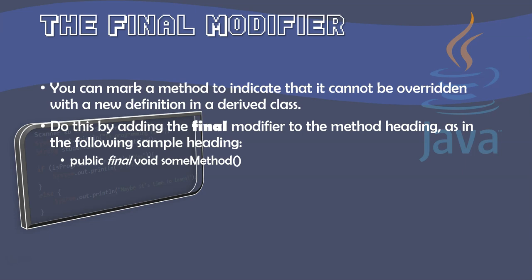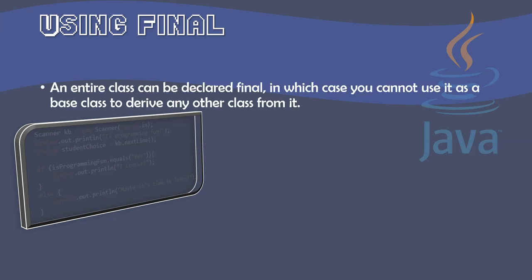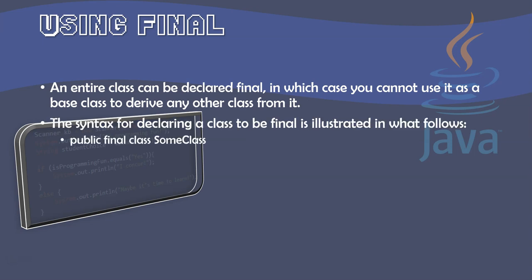void some method. Now, final is not simply restricted, though, to methods. An entire class can technically be declared as final, in which case you cannot use it as a base class to derive any class from it. Once you say that class is final, that's it. No deriving from it. Now, the syntax, of course, for a class to be final is illustrated as follows: public final class some class.